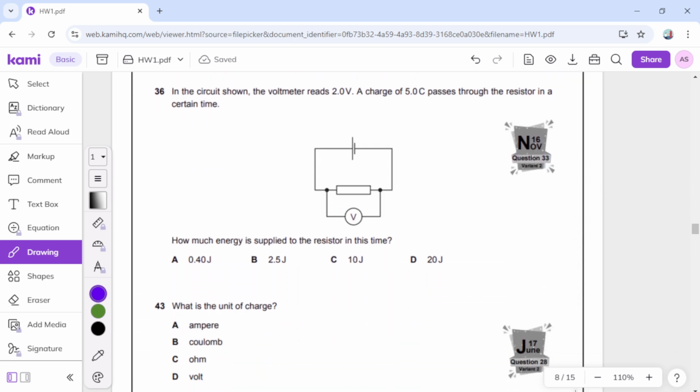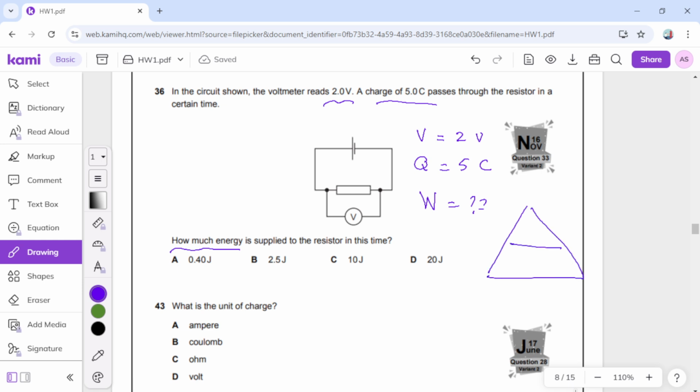The circuit shows a voltmeter. We have a voltmeter, so this is voltage, 2 volt, and the charge Q equals 5 coulomb. Now how much energy? He asked to find work or energy. The equation, again: work, voltage, charge. If we want work, work equals V multiply Q. 2 multiply 5 equals 10 joule. So the answer is 10 joule.